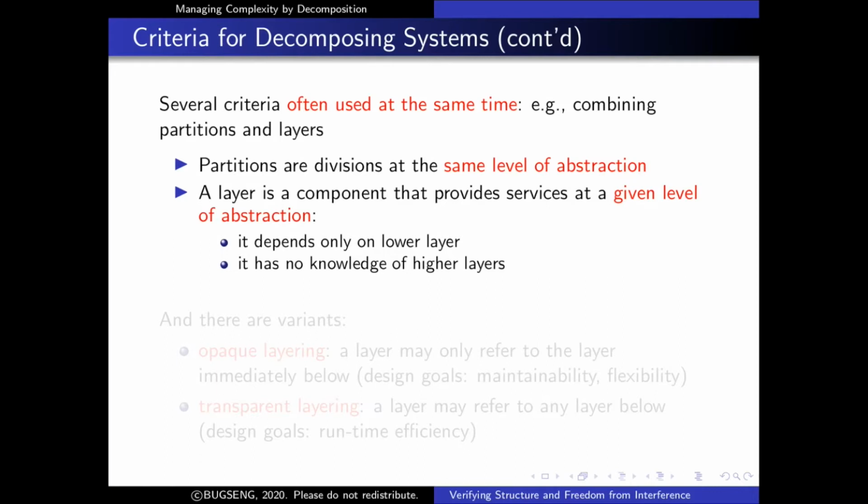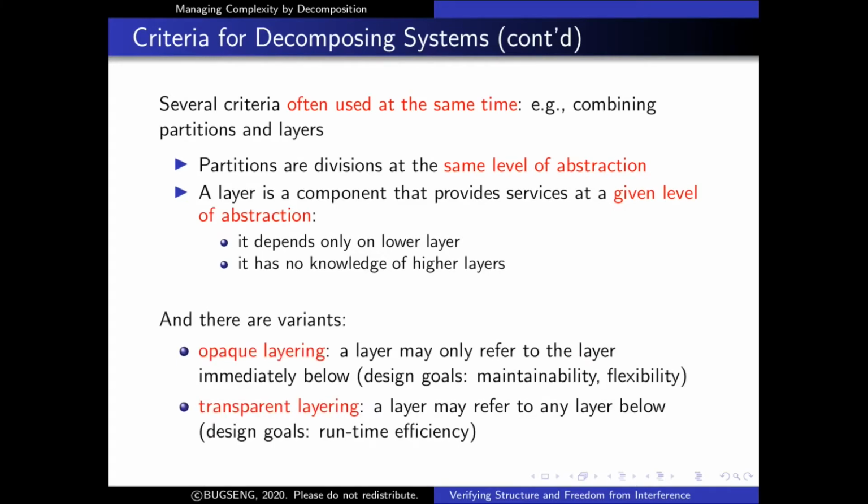So the main difference is this: while partitions are divisions at the same level of abstraction, a layer is a component that provides services at a given level of abstraction, and it depends only on lower layers, and it has no knowledge of higher layers. There are variants, of course, in the software engineering literature. For example, we talk about opaque layering, when a layer may only refer to the layer immediately below, and this is the right thing to do when your main design goals are maintainability and flexibility. And there is also the less restrictive option of transparent layering, when a layer may refer to any layer below it. And you may want to choose this when one of your important design goals is runtime efficiency.